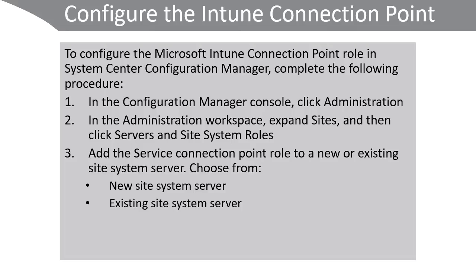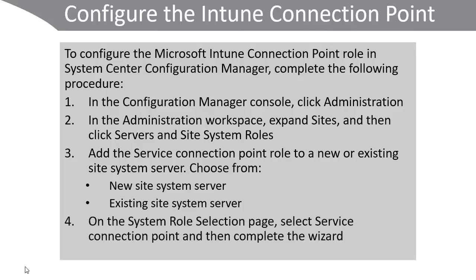If you choose New, on the Home tab in the Create group, click Create Site System Server to start the Create Site System Server wizard. If you choose Existing Site System Server, click the server on which you want to install the Service Connection Point role. On the Home tab in the Server group, click Add Site System Roles to start the Add Site System Roles wizard. On the System Role selection page, select Service Connection Point and then click through to complete the wizard.